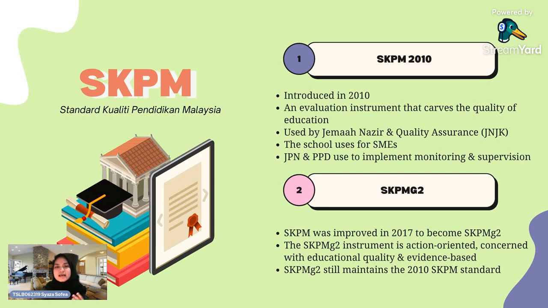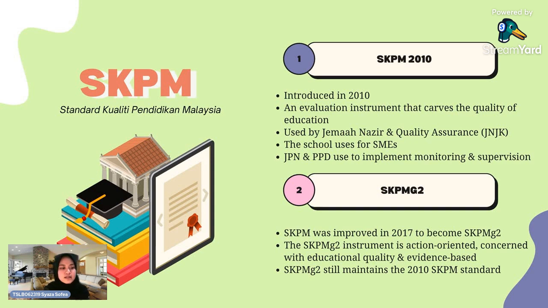So the first one is SKPM 2010. SKPM 2010 was introduced in 2010, a continuation of SKPM in 2003. It is an evaluation instrument that measures the quality of the country's education clearly and comprehensively to achieve student achievement. It is used by the Quality Assurance and Inspection Board, known as JNJK, for inspection, and the school uses it for SMEs. JPN and PPD use it to implement monitoring and supervision.